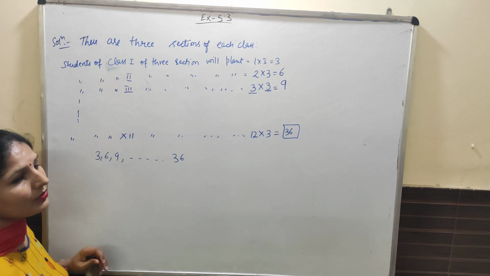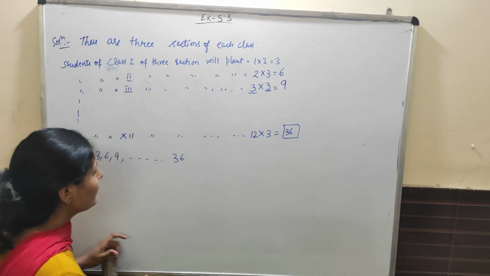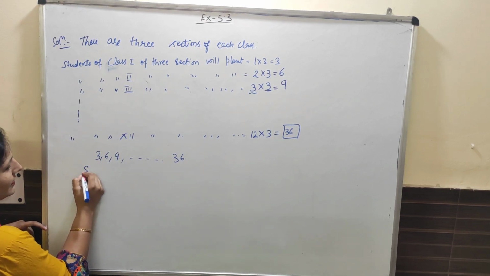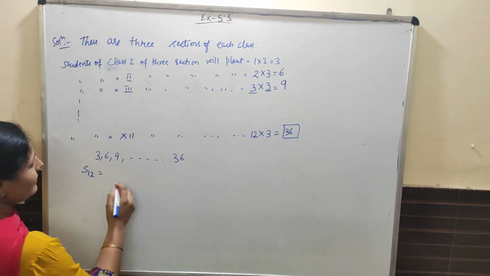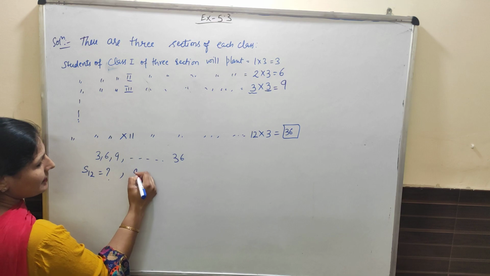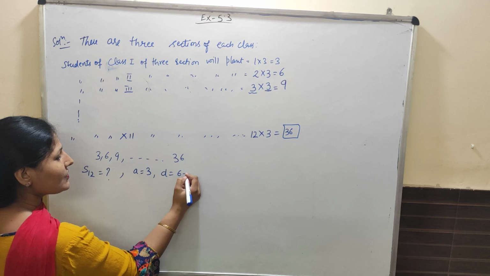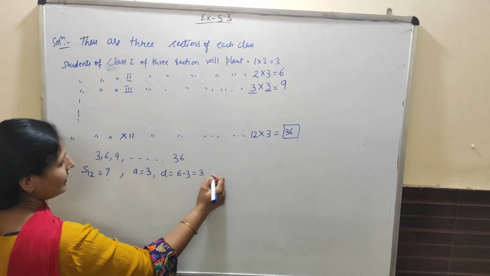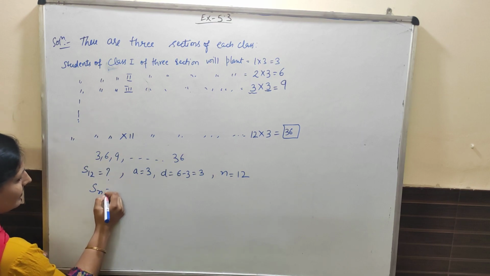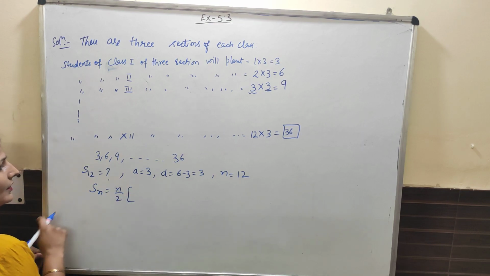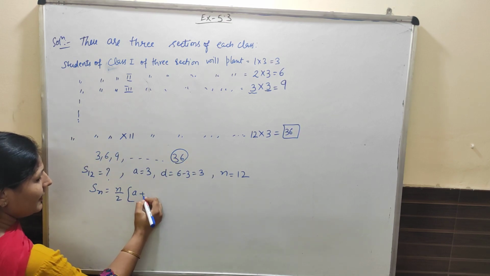Now what do we have to do? We have to find the total number of trees. So for this we have to find the sum of these 12 terms, S12. Here a is 3 and d is 6 minus 3, also 3, and n is 12. Now solve it. Sn is n by 2. Since the last term is given, we will use the formula with l: a plus l.